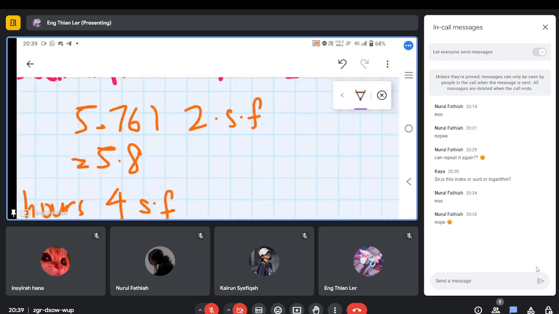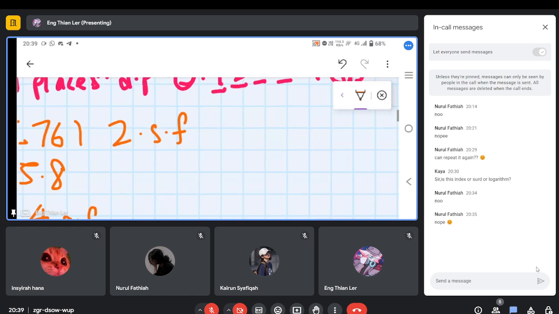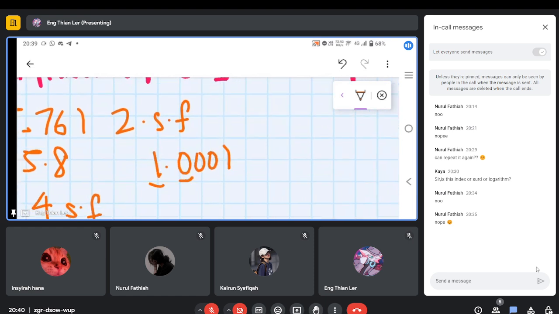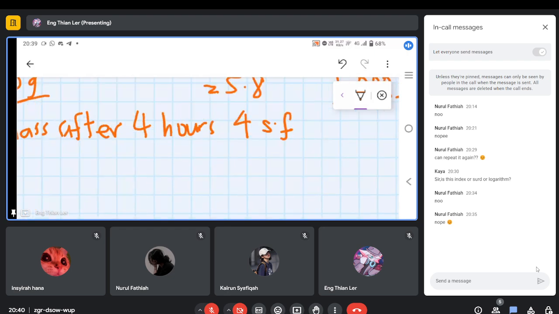And if you found like 1.0001, how many significant figures? 1, 2, 3, 4, 5. This is 5 significant figures. Okay, so let's continue to this.